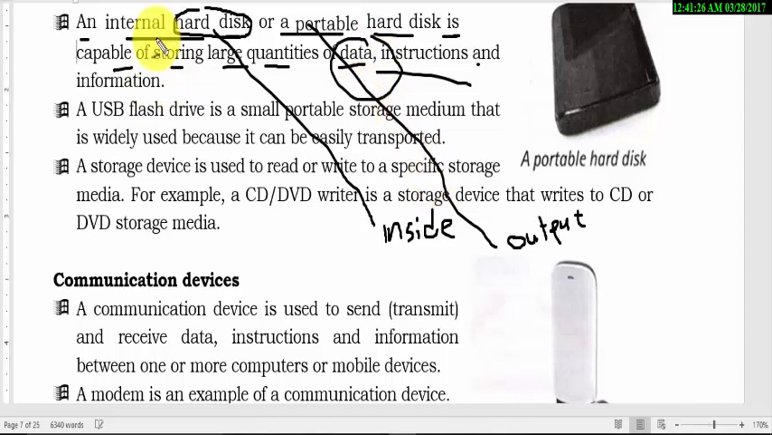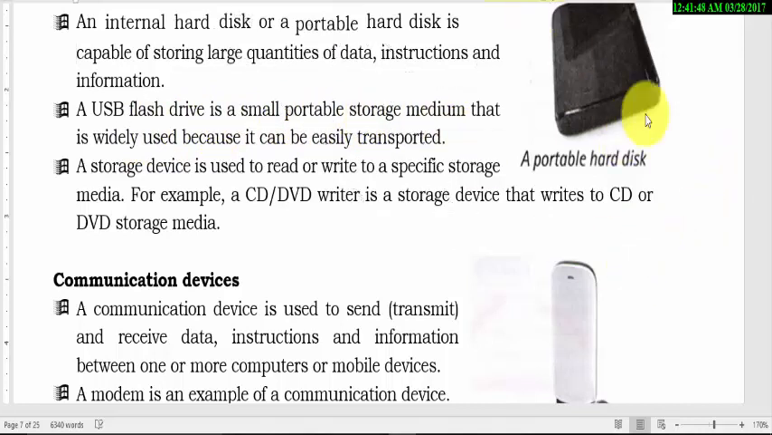So what we are saying is that the internal hard drive and the external hard drive store large quantities of data, instructions, and information. Now a USB flash drive, commonly known as a flash disk, is a small portable. What we'll do is look at the picture here. We have a nice picture there.